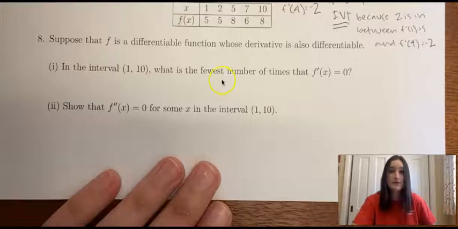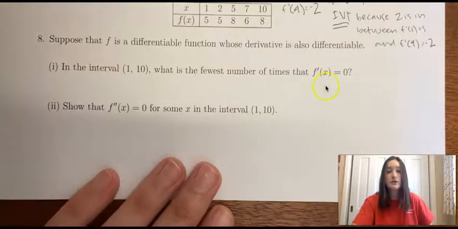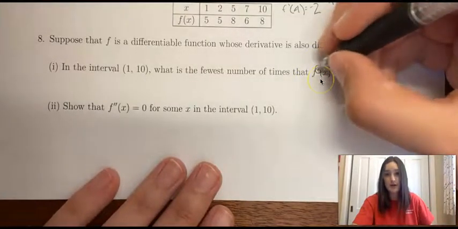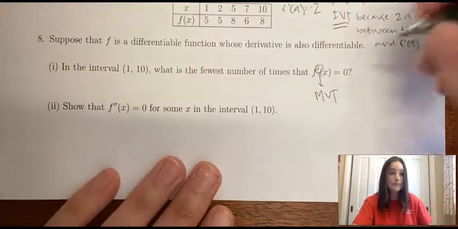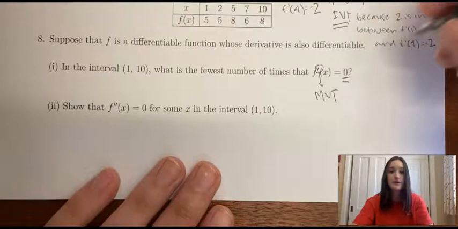It's asking what's the fewest number of times that f prime of x equals 0. Even though this is a different problem, we know that we're dealing with f prime, a derivative, so we know that we're going to be using MVT somehow. On this kind of problem, one of the fewest number of times problems, we know that the algebra slope is going to equal the calculus slope at least 2 times usually.